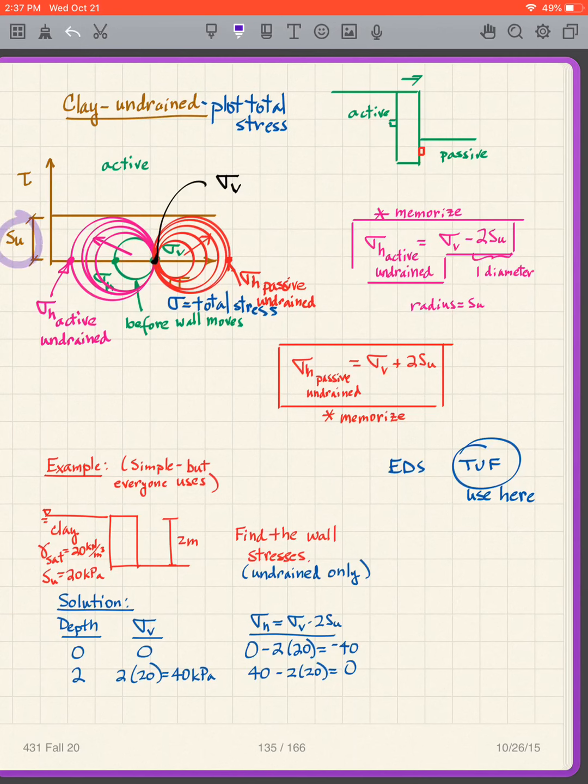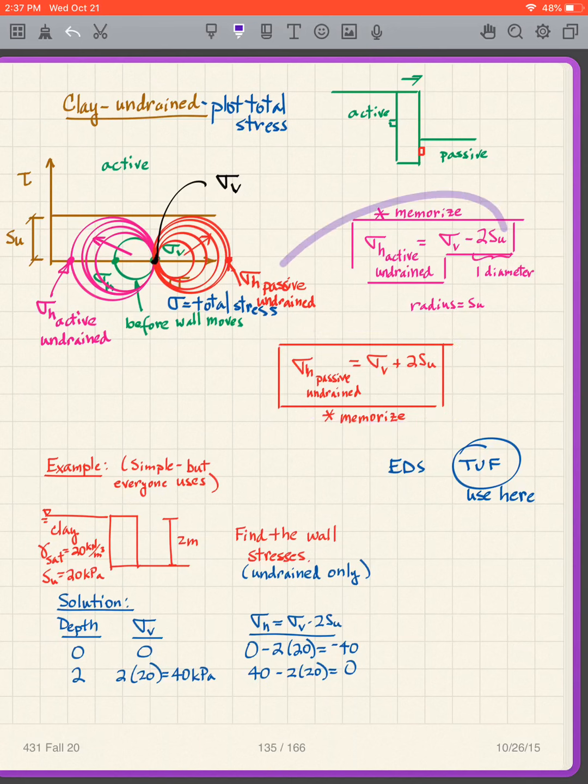And assuming I know what SU is, then my sigma H active, undrained, is simply sigma V minus 2SU. Why? Because the radius of the circle is clearly SU, then the diameter is 2SU. So here's my sigma V. The diameter is 2SU, so it's sigma V minus 2SU to get to sigma H active. And then, of course, for passive, I simply add 2SU. So it ends up that sigma H passive undrained is sigma V plus 2SU.